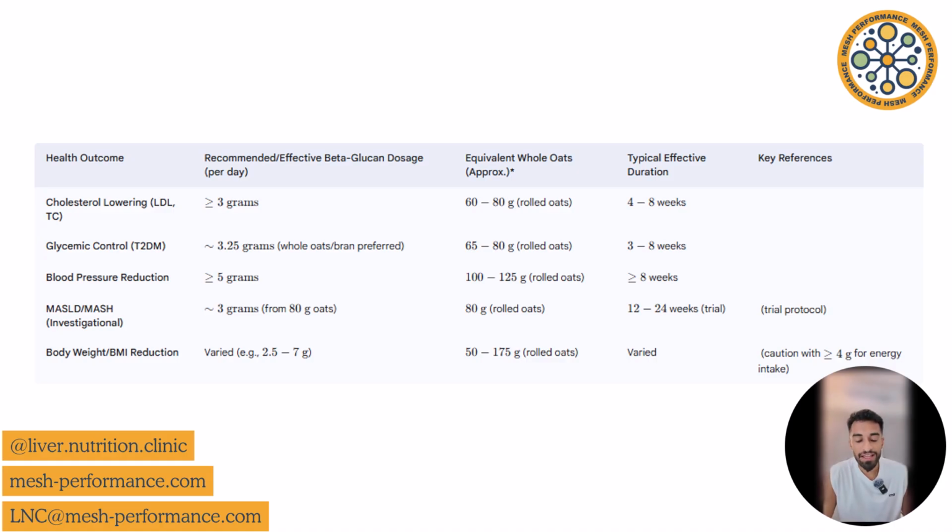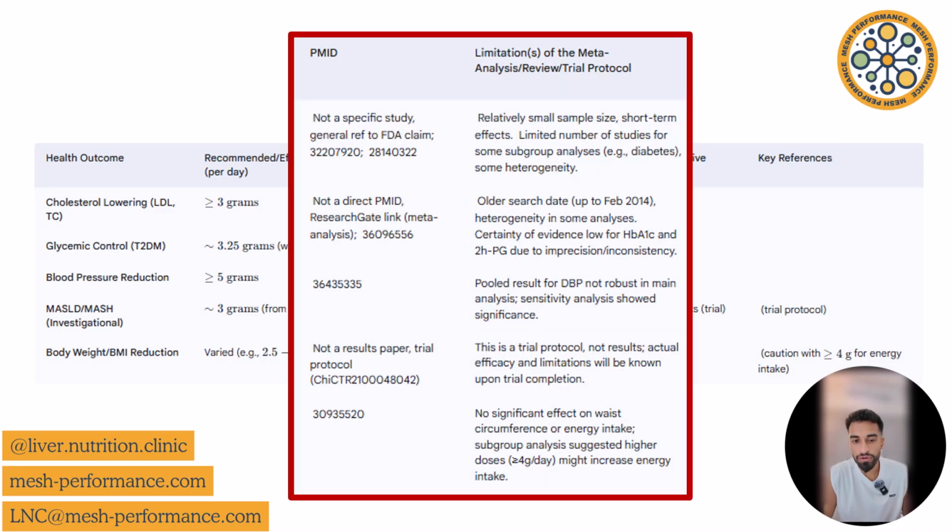But we can see that 3 to 5 grams is probably the threshold here to have some beneficial impact. What are the overall limitations of all these studies? Look, the sample sizes were quite small and the results were inconclusive and quite heterogeneous. So there were lots of different results for lots of different studies.